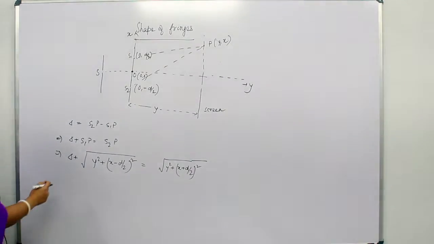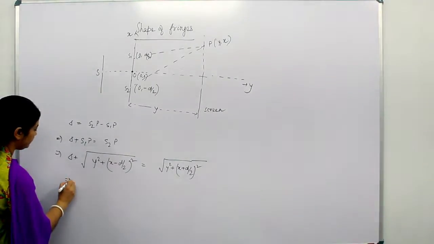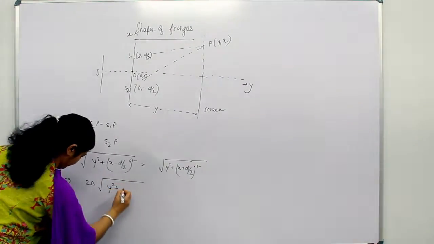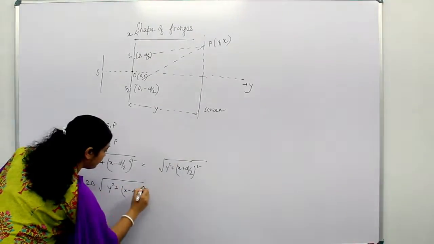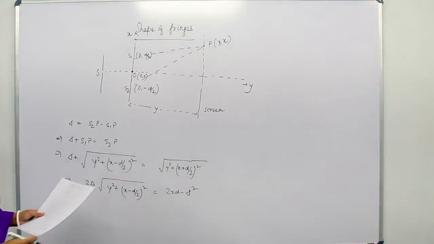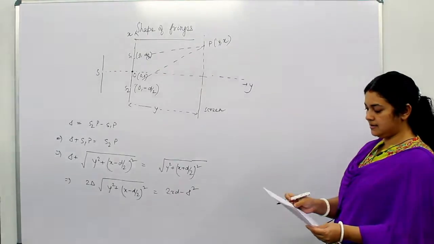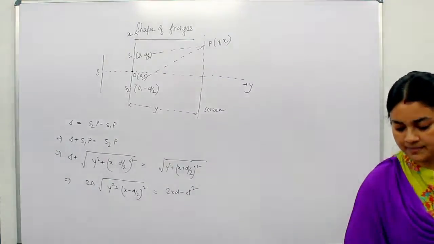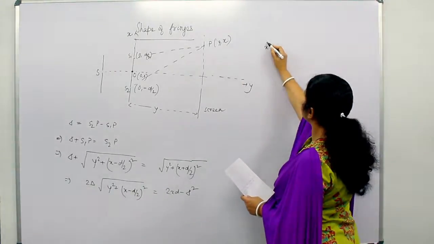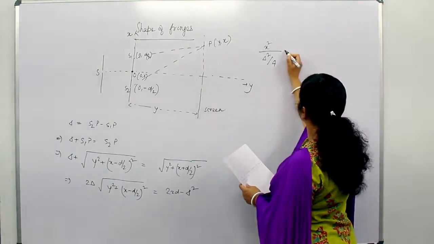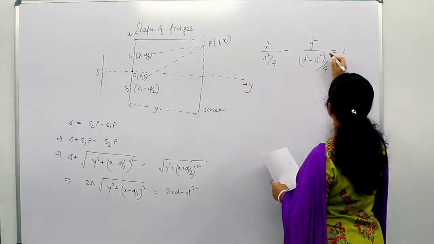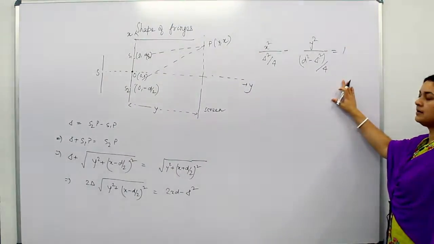By squaring and a little bit of rearrangement, we can obtain... again squaring both sides and rearranging the terms, we can get this equation x square by... equal to 1. These are the equations of hyperbola.